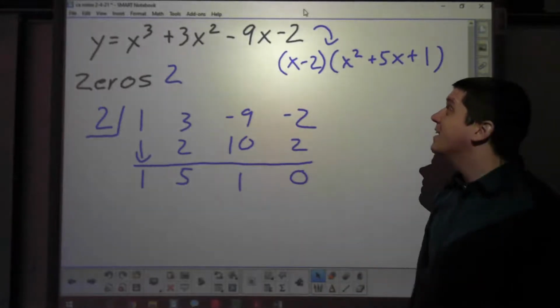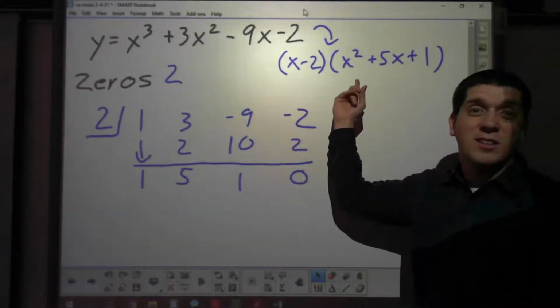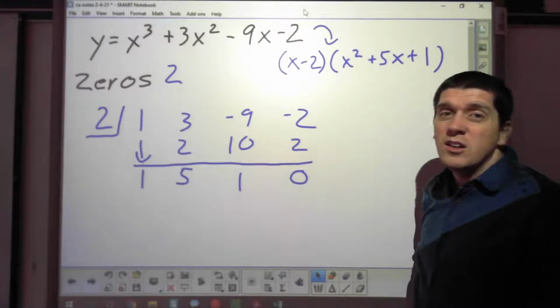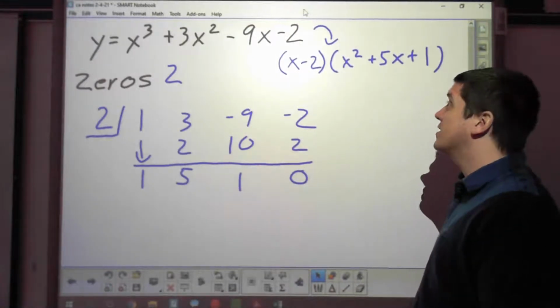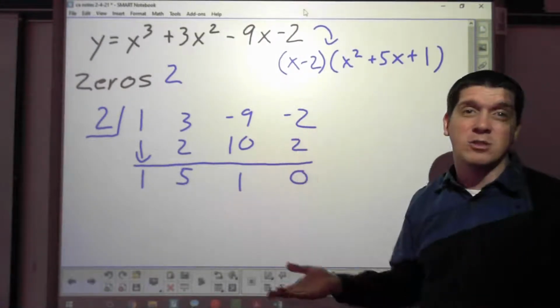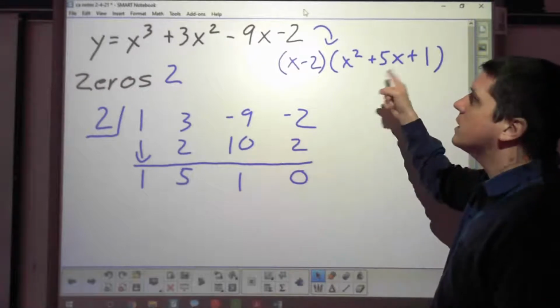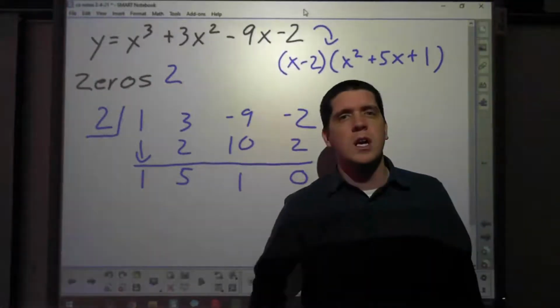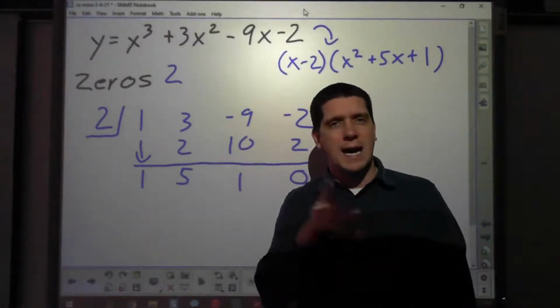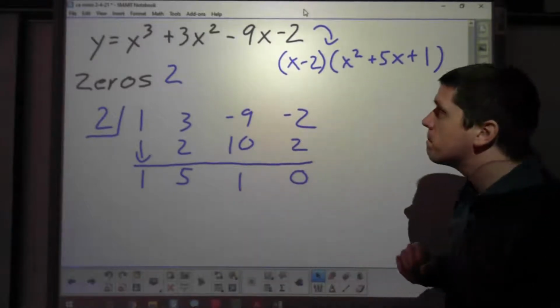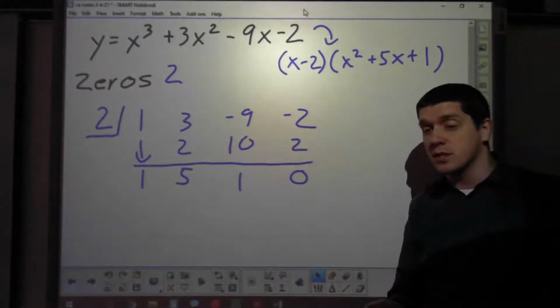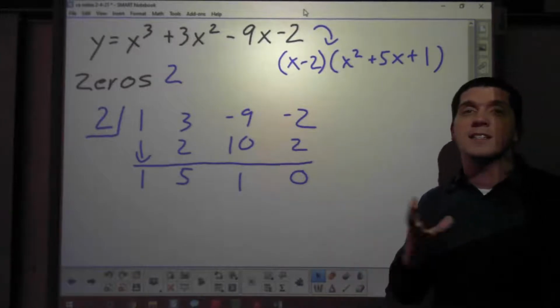Well, looking at that, no wonder I didn't find any zeros. That's not factorable. I'm not going to get nice, pretty integer zeros out of this polynomial. Doesn't mean I can't get the zeros, it just means they're not going to be these nice integer zeros.